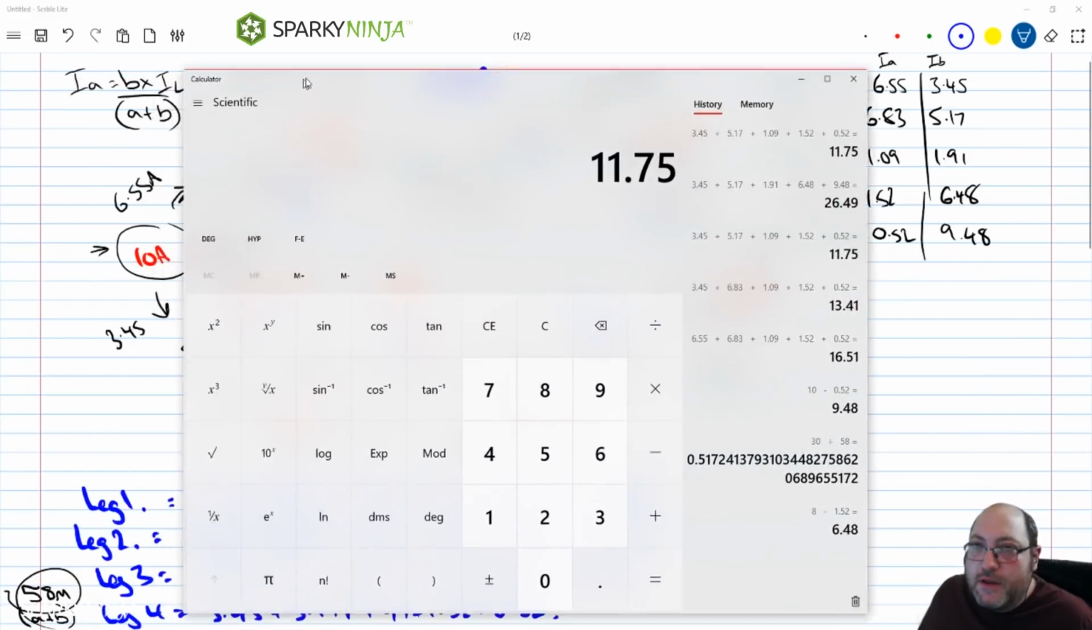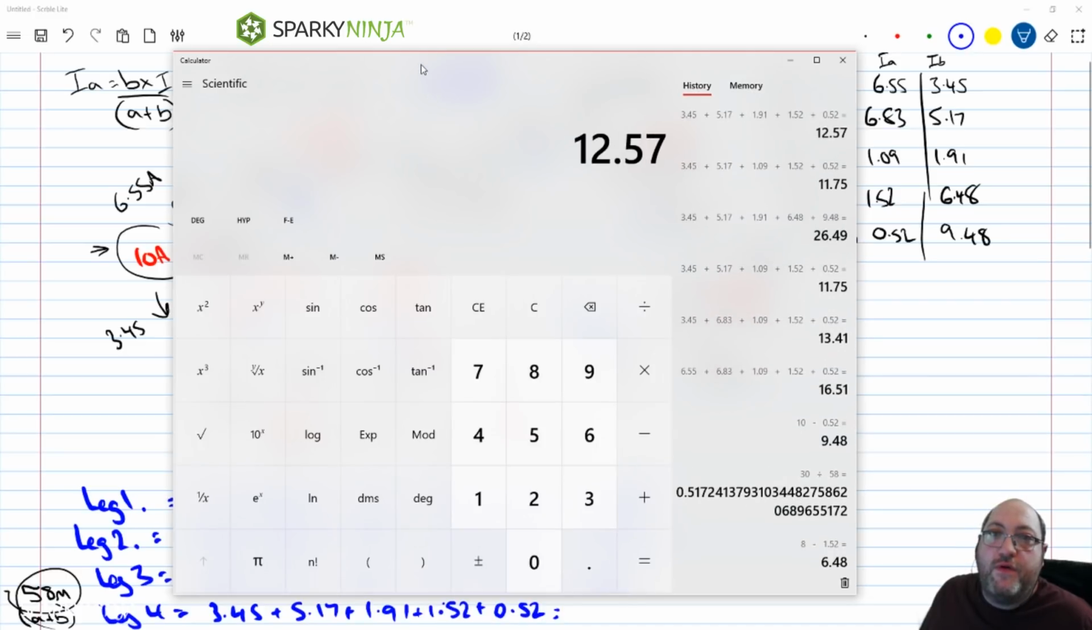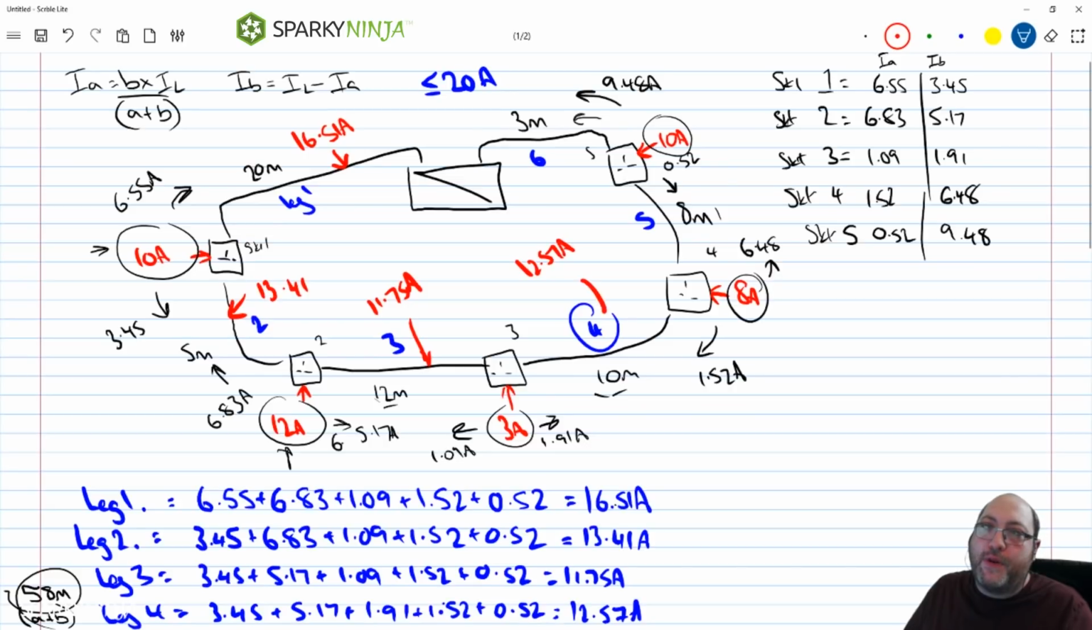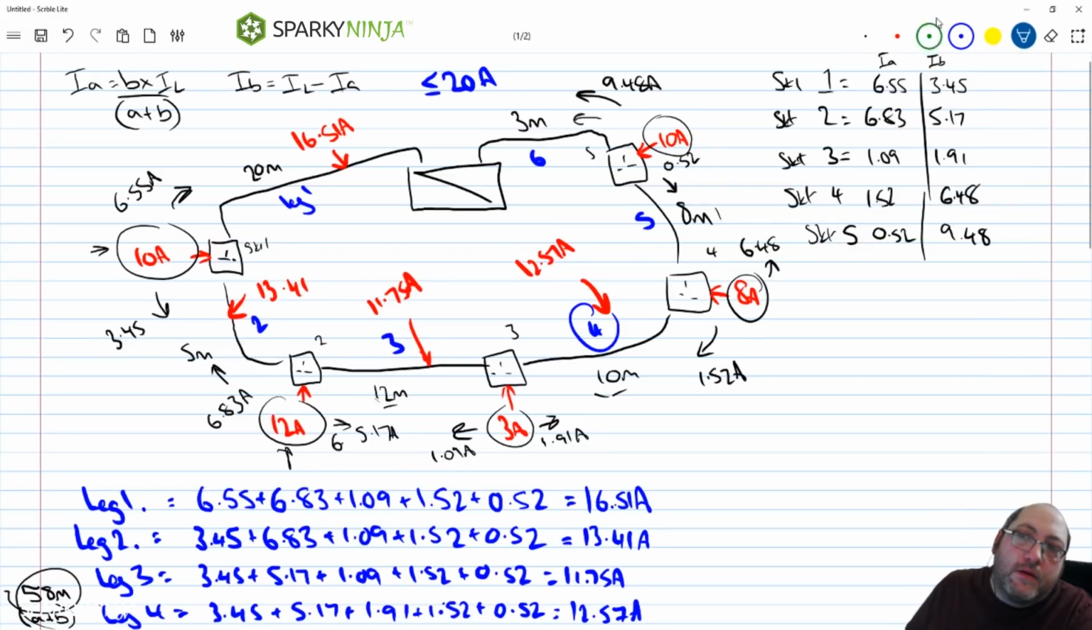Isn't this fun? Alright, so 3.45 plus 5.17 plus 1.91 plus 1.52 plus 0.52. 12.57 amps. We get 12.57 amps. And that is there on leg 4. I'm running out of room. Let's do leg 5 up here.